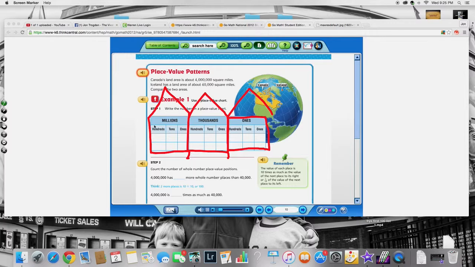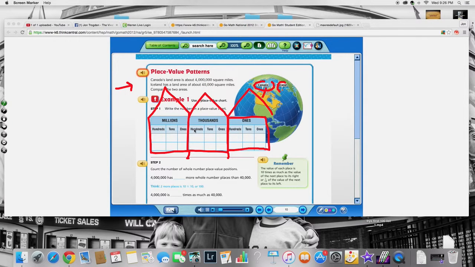Okay. Let's look at what we need to do here. Canada's land area is about 400 million square miles. There's Canada. Iceland has a land area of about 40,000 square miles. Compare the two areas. Well, obviously, you can tell that Canada, by looking at it and by the number itself, is quite a lot larger.